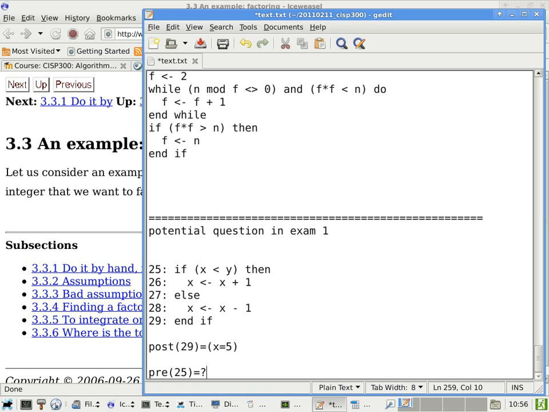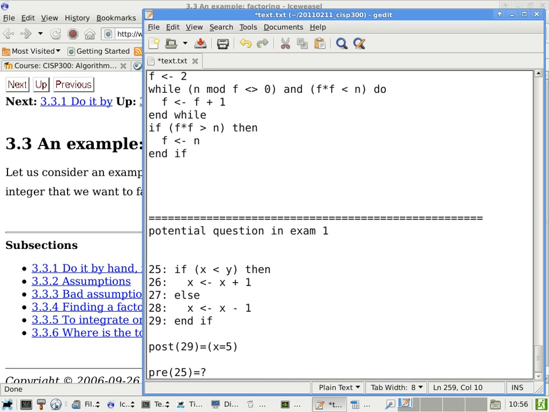Now in this case, I did not tell you anything about y. So the question is, can you also tell me something about y before line 25? And the answer is, you can tell me something. It's not very definite, but you can tell me something. So let's go ahead and try to work this out.